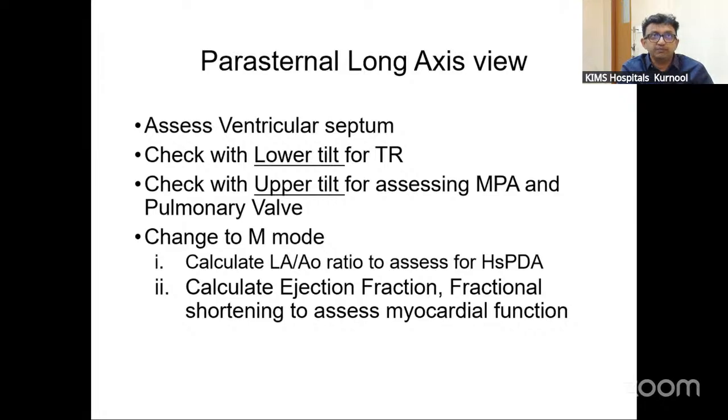Then we change into M mode. In the M mode, you can do your calculations of LA-AO ratio to assess hemodynamically significant PDA. You can calculate ejection fraction and fractional shortening to assess the myocardial function, which you can go into in the next step. Here I'm not covering that because we are doing just the basic views of the heart, but this is the view for us to do LA-AO ratio.